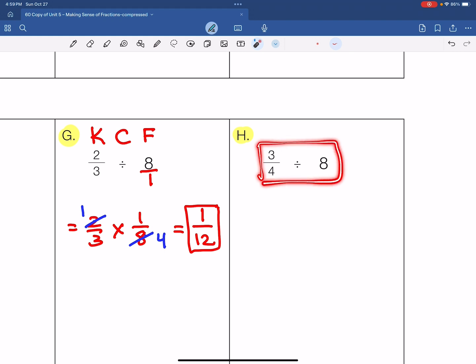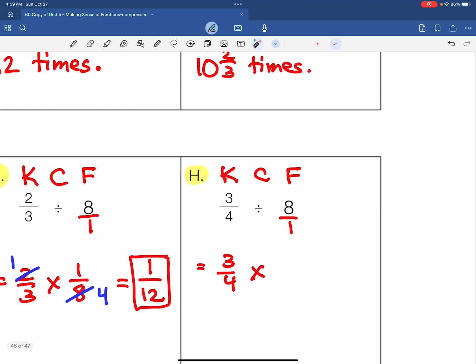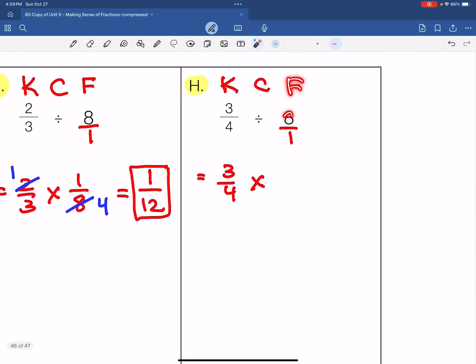We have 3/4 divided by 8. Divide that whole number by 1 to make it easier to work with. And when you touch the operation, it is division. So let's rewrite using keep, change, flip. So we'll keep 3/4. Change division into multiplication. And flip the 8 wholes into 1/8.